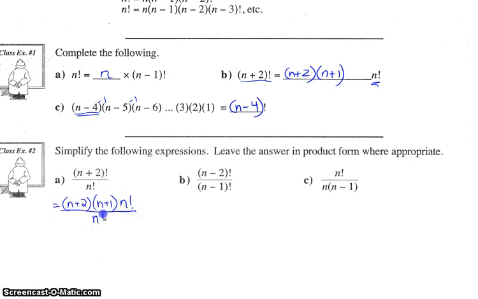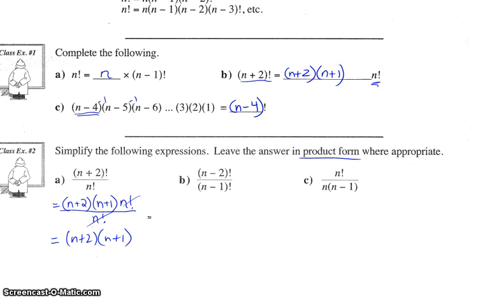All divided by n factorial. That factor, n factorial, can cancel off or divide to equal 1. And then in the question they said leave it in product form, so we'll just leave it as n plus 2, n plus 1. And there we go, that's your answer.